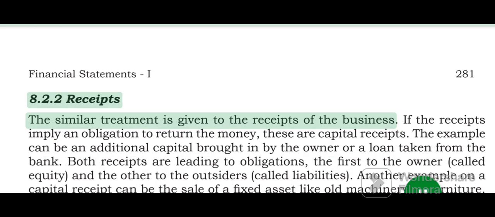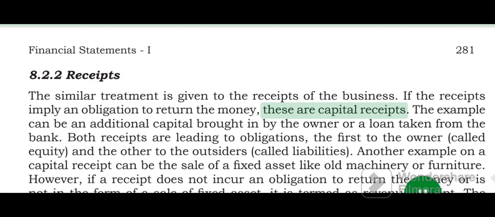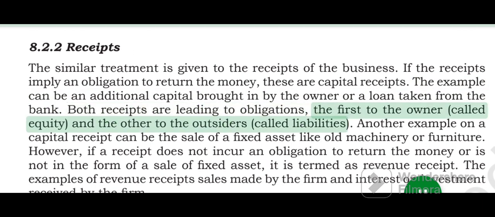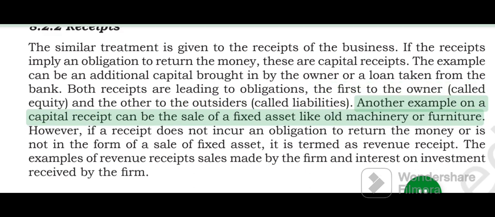8.2.2 Receipts. The similar treatment is given to the receipts of the business. If the receipts imply an obligation to return the money, these are capital receipts. The example can be an additional capital brought in by the owner or a loan taken from the bank. Both receipts are leading to obligations, the first to the owner, called equity, and the other to the outsiders, called liabilities. Another example of a capital receipt can be the sale of a fixed asset like old machinery or furniture.